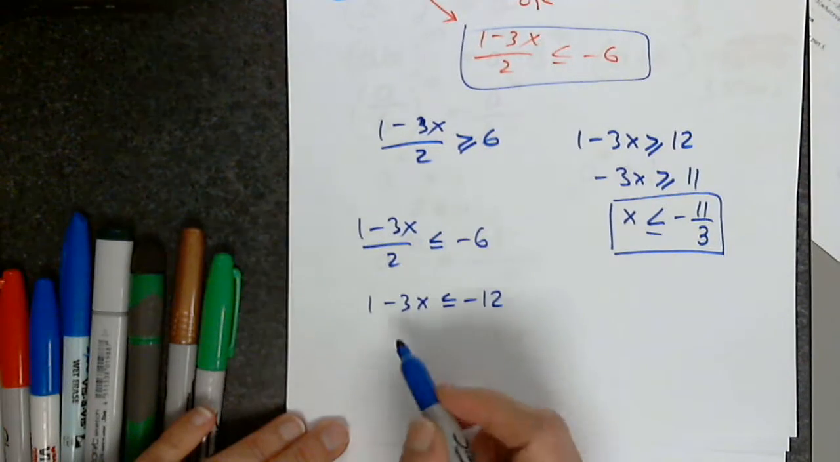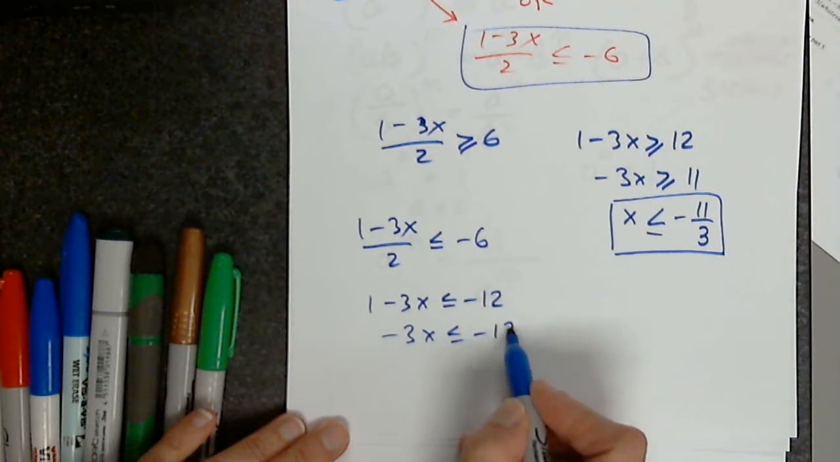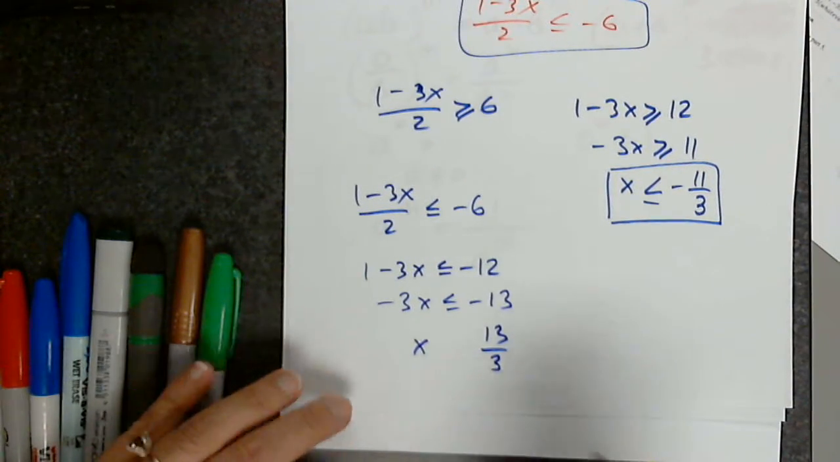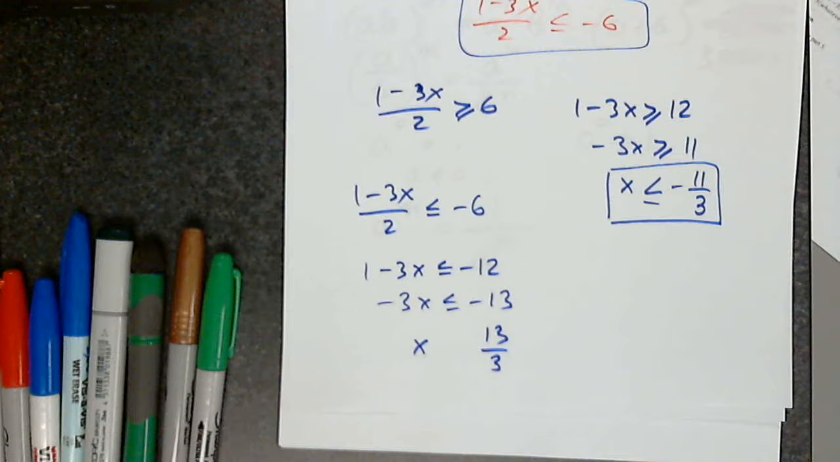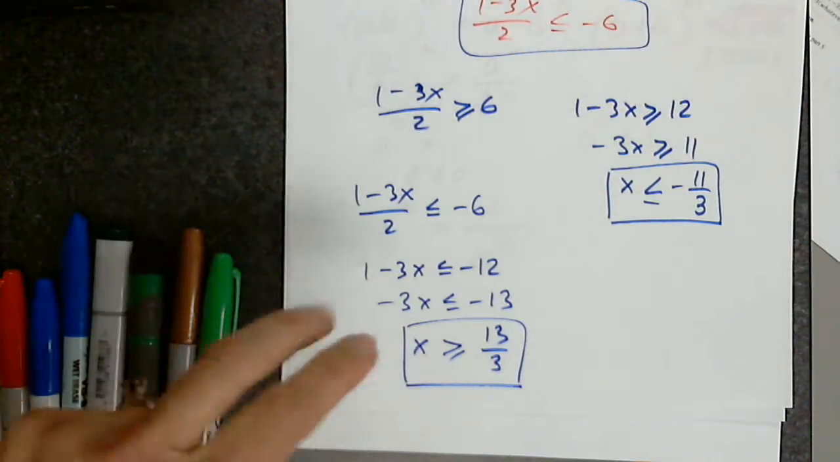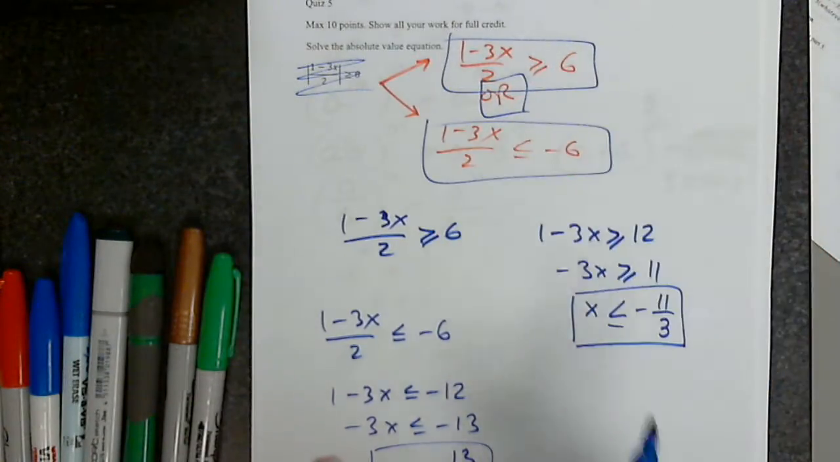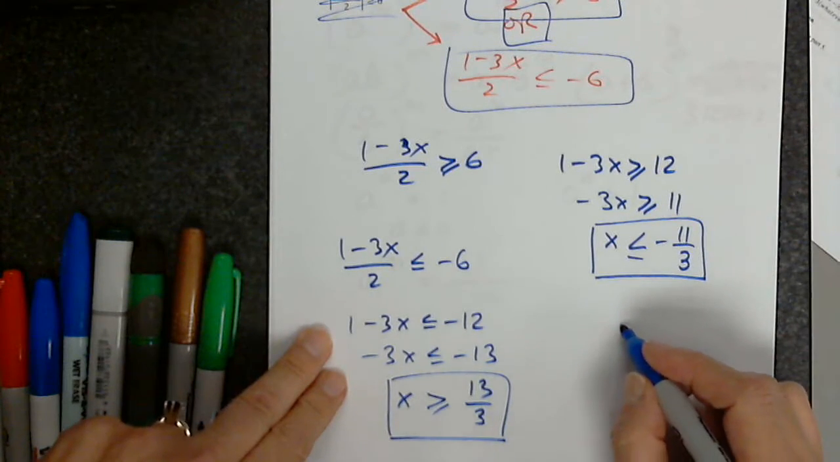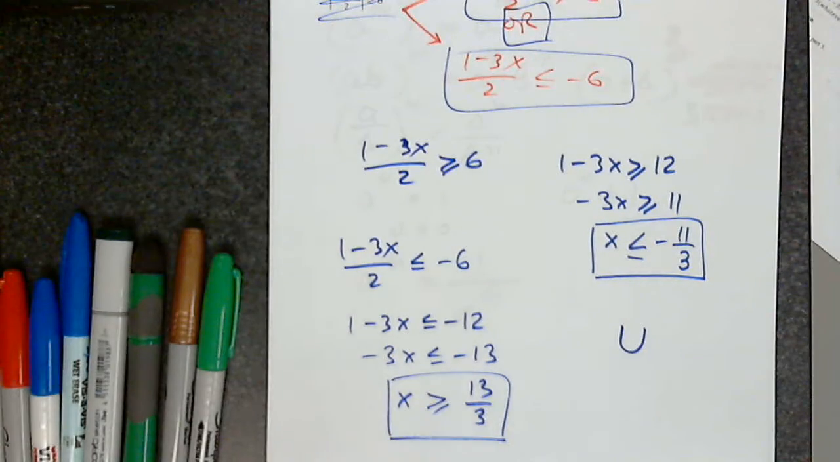Of course, I subtract 1. And of course, I divide like before by negative 3. And then, yes, I have to flip the sign. And this is done. And I do remember, because it's an OR relationship, I have to use what? The union, exactly. Perfect, excellent.